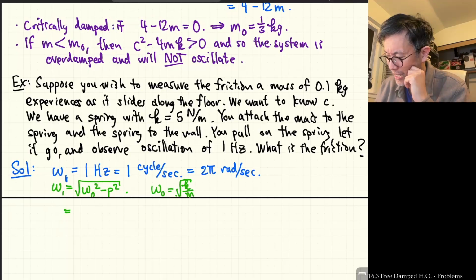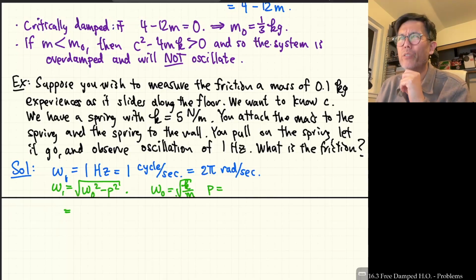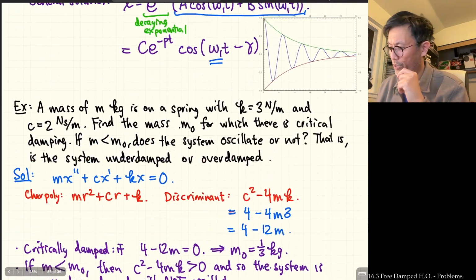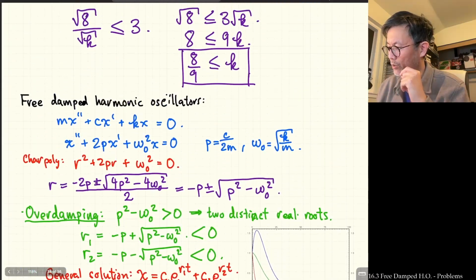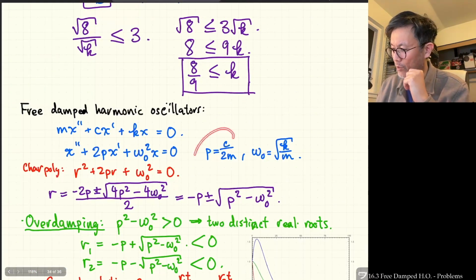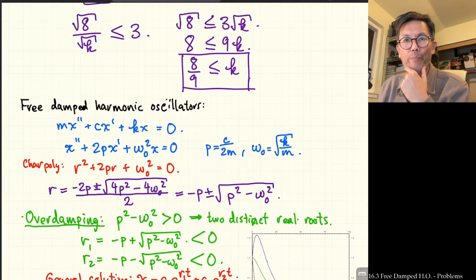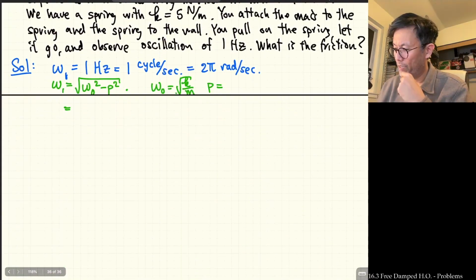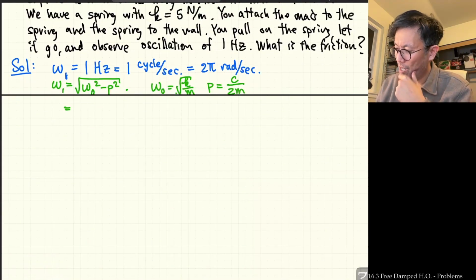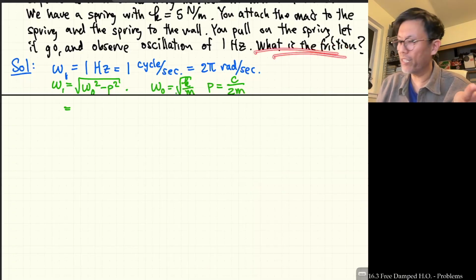And what was p again? P is equal to, oh, shoot. I could just look at my notes, right? This is the value of having notes. C over 2m. So I go back down here. This is C over 2m. And what is it I'm hunting for again? Don't forget, I'm hunting for friction.